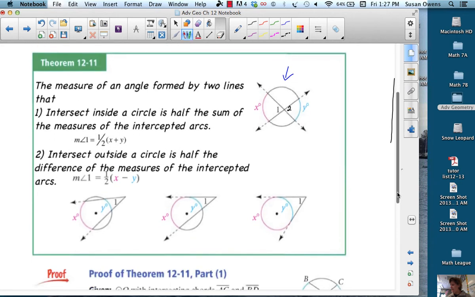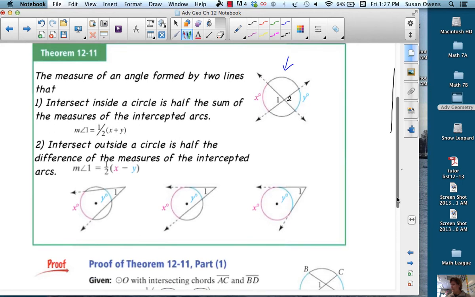And then in the second example, we have the secant and tangent. We have them outside, and for both of these examples where the lines intersect outside the circle, the measure of the angle is 1/2 the measure of the larger arc minus the smaller arc. So this works if we have two secants, like the first example, if we have a tangent and a secant, like the second example, or if we have two tangents, it still works.